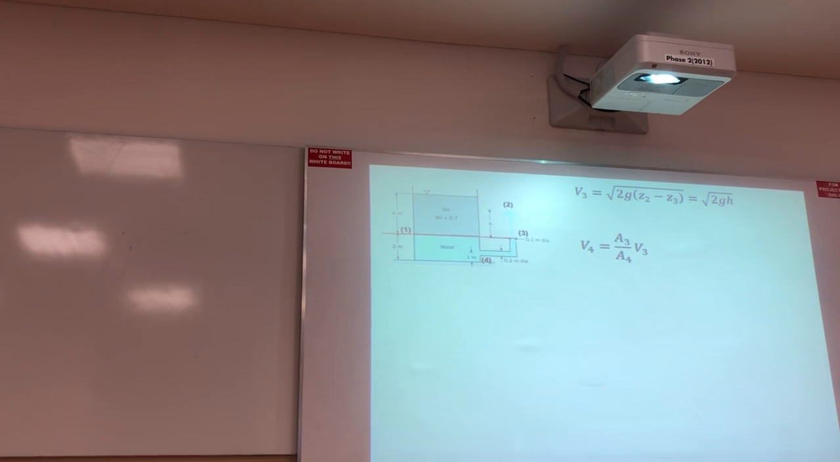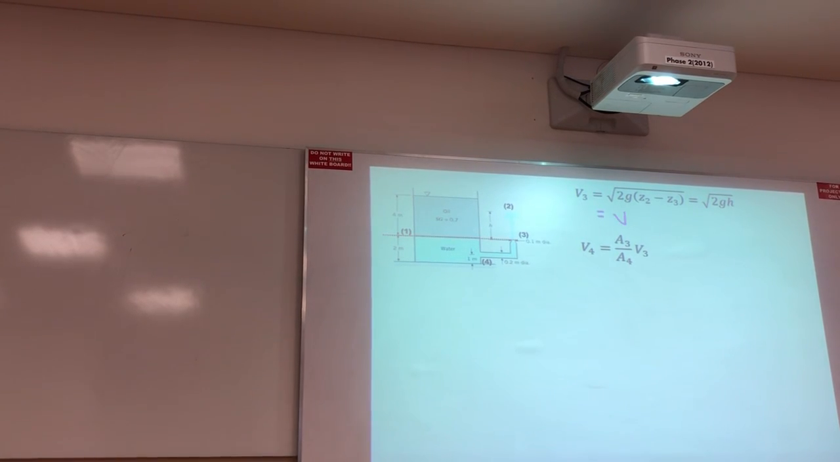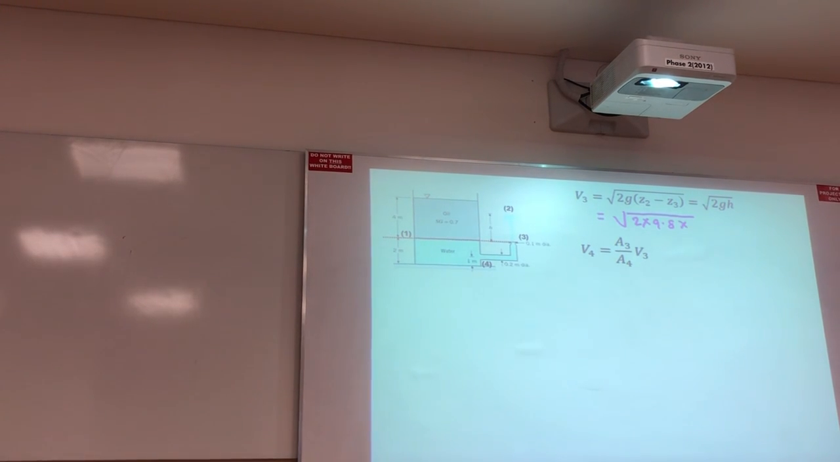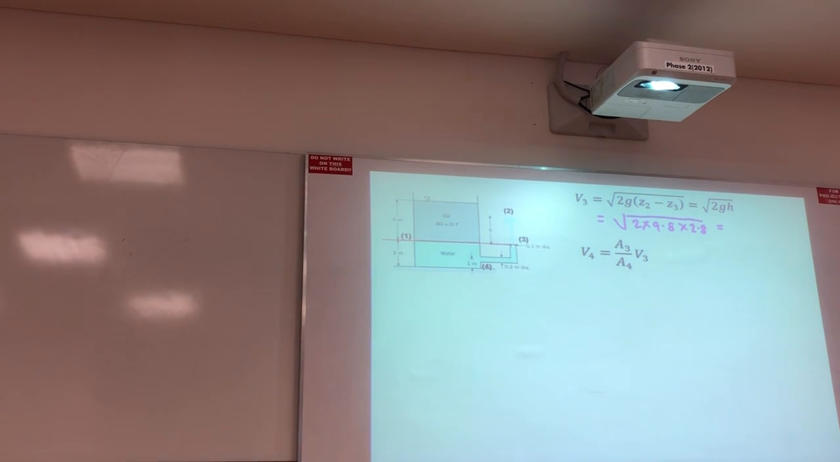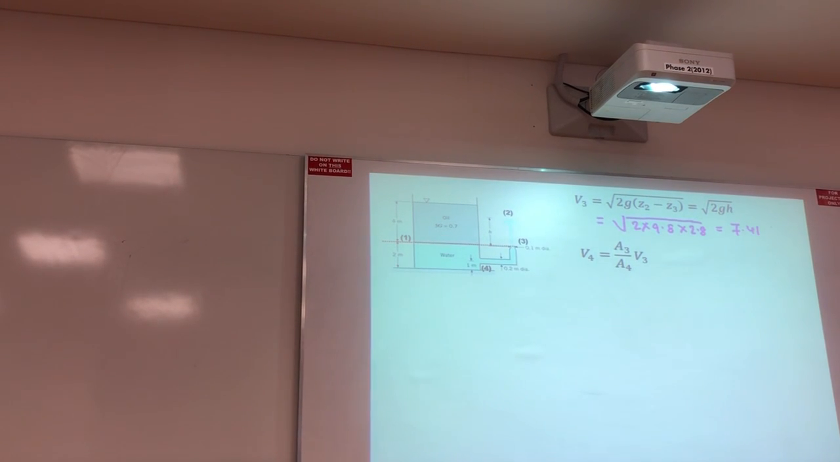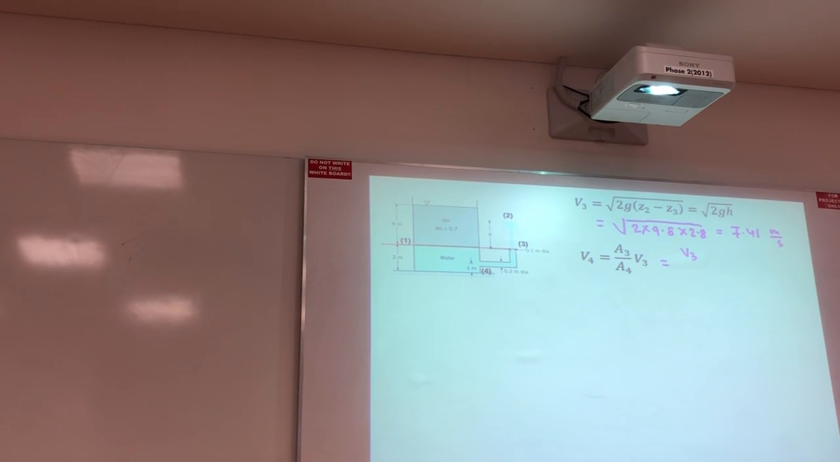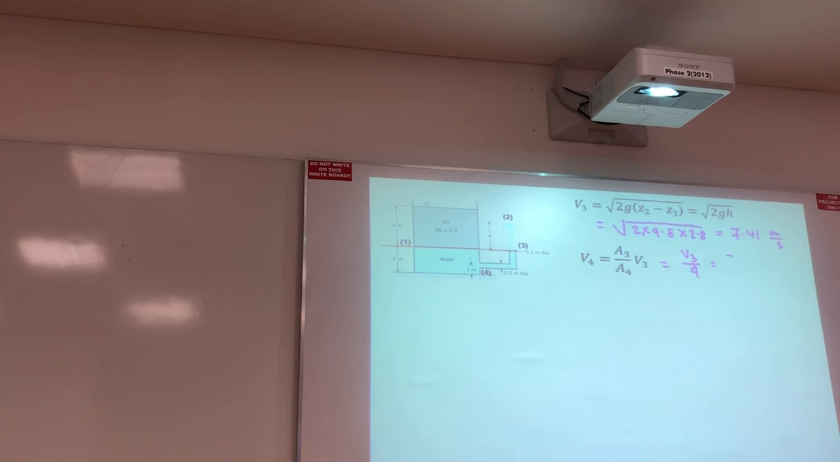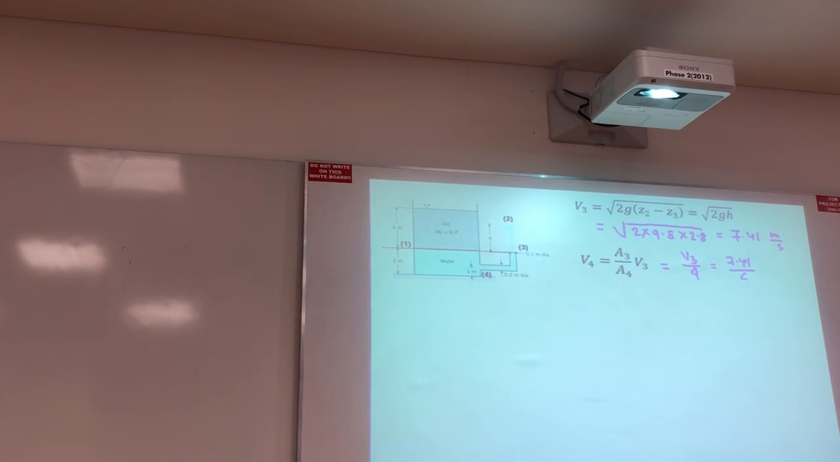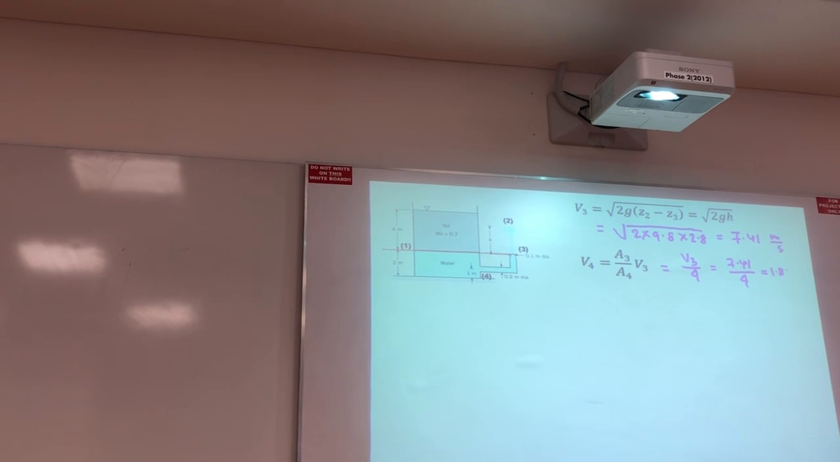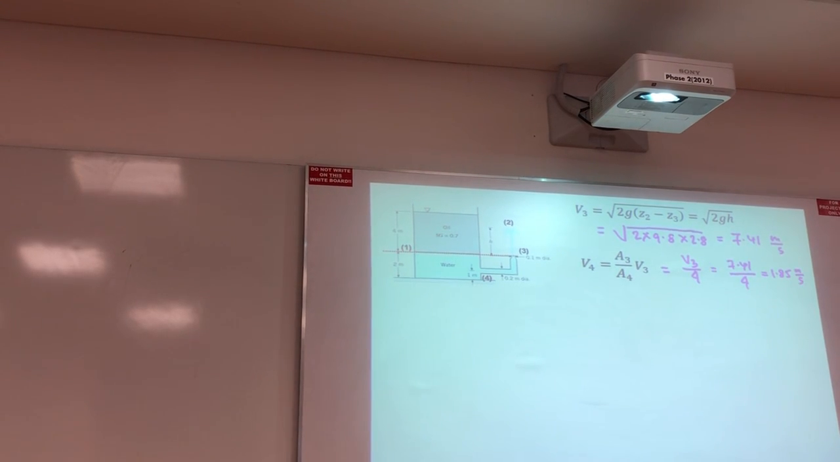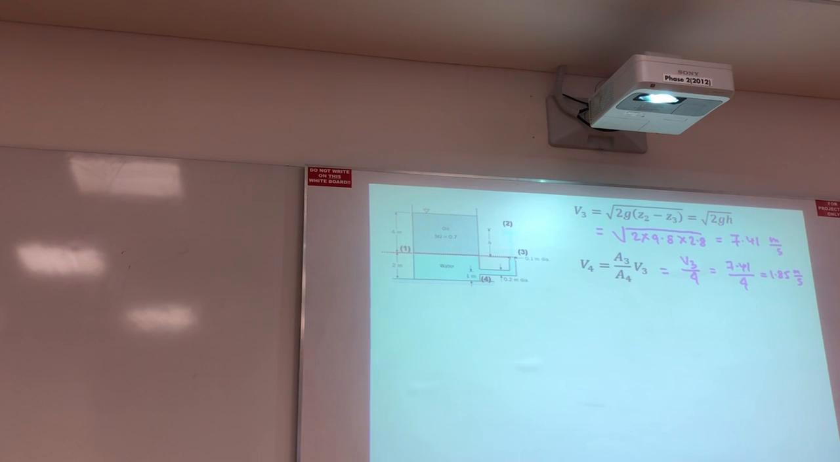Then V3 I can write as root of 2GH from there. Now I can do 2 times 9.8 times 2.8. So V3 becomes 7.41 meter per second. V4 becomes, you remember, right? V3 by 4, right? 7.41 by 4, I can get 1.85 meter per second. Agree? Done.